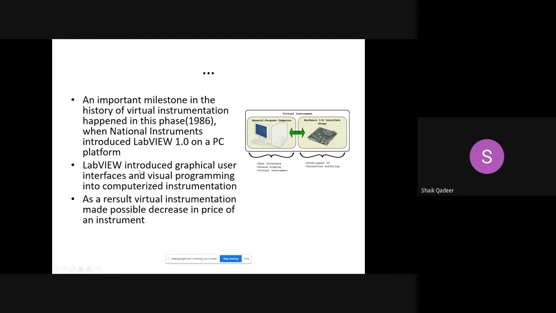So now you introduce graphical user interface. This I already told you in computerized instrumentation: user interface and visual programming. As a result of this, the prices of instrumentation started declining. So the main advantage, or the main motivation, towards virtual instrumentation is that the instrumentation implementation becomes economical because of the virtual instrumentation concept.